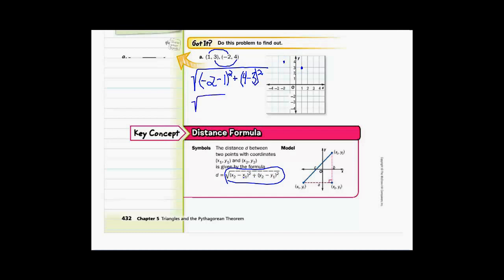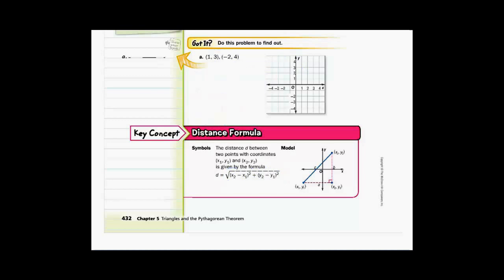All right, so I've got the square root of negative 2 minus 1. They're both negative, so that would be negative 3, and that's still squared, plus 4 minus 3, 1, squared. So negative 3 squared is 9. 1 squared is 1. So this is still the square root of 10, which we found out last time to be approximately 3.2 units. So using Pythagorean theorem, using the distance formula, either way will get you that answer.